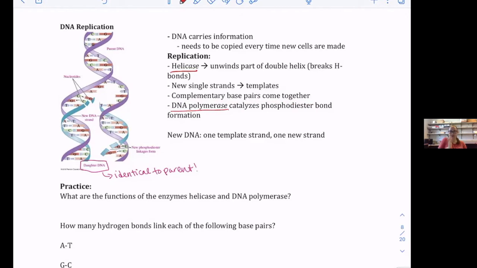So you have one strand breaking apart, matching up, and making new strands. So the new DNA is going to be one template strand and one new strand. And then again, that could break apart and form more and more DNA.